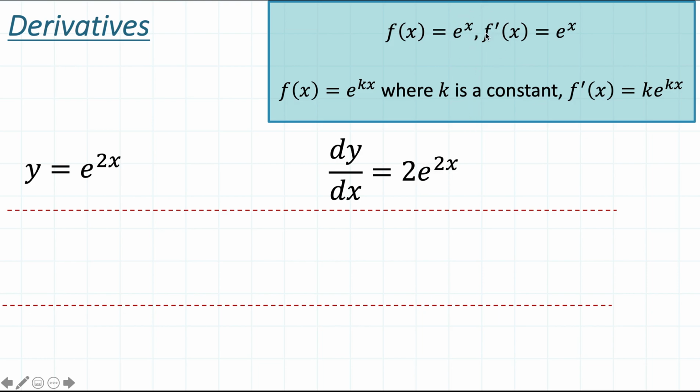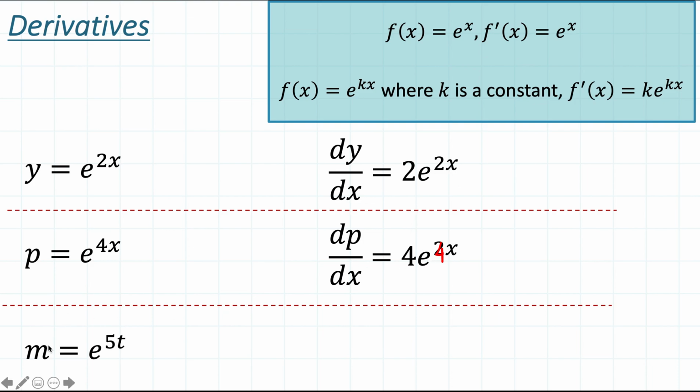We're back to the same first rule. Again, it seems weird, but you'll get used to it. So let's say I have this function p equals e to the power of 4x. dp by dx, I'm intentionally using different letters so you get used to the use of different letters, is going to be equal to 4e to the power of 4x. So it stays the same. And then m is equal to e to the power of 5t, and same thing, dm by dt is going to be 5e to the power of 5t.